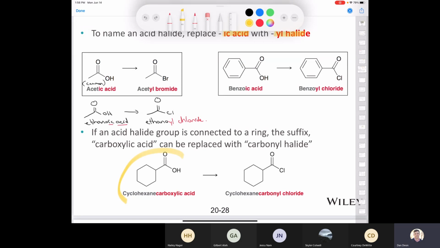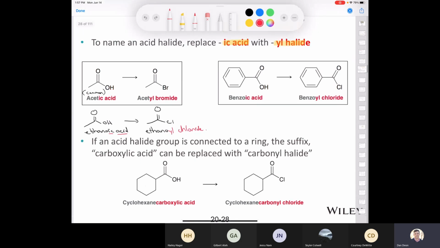If you have cyclohexane carboxylic acid, again, you replace the carboxylic acid, but you replace it with carbonyl halide. So carbonyl chloride, carbonyl bromide, etc. So if we have cyclohexane carboxylic acid, we change it to cyclohexane carbonyl chloride since we have an acid chloride there. Okay, so there are two rules covered here: the ic acid to yl halide, and then for the carboxylic acid as a suffix, we change it to carbonyl chloride, bromide, etc.